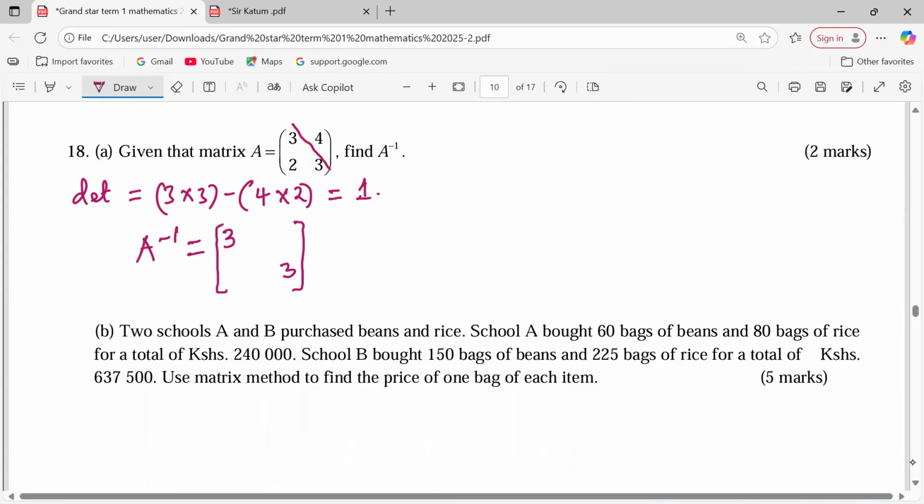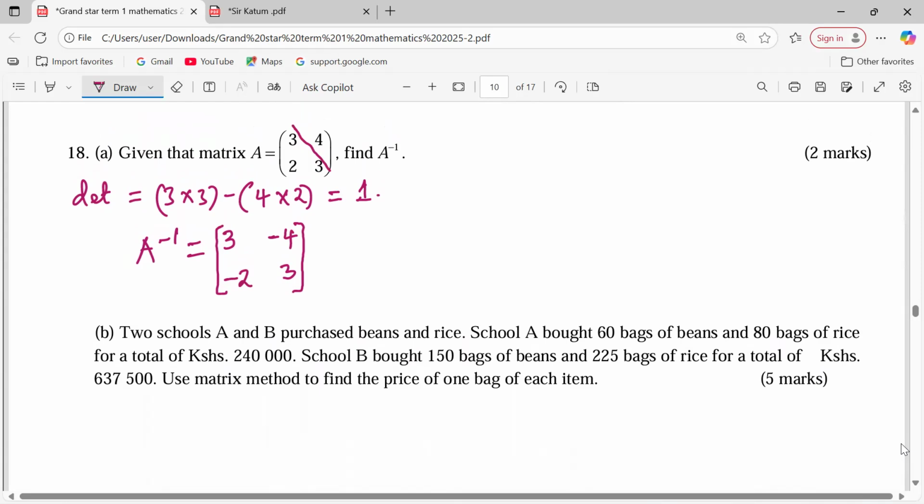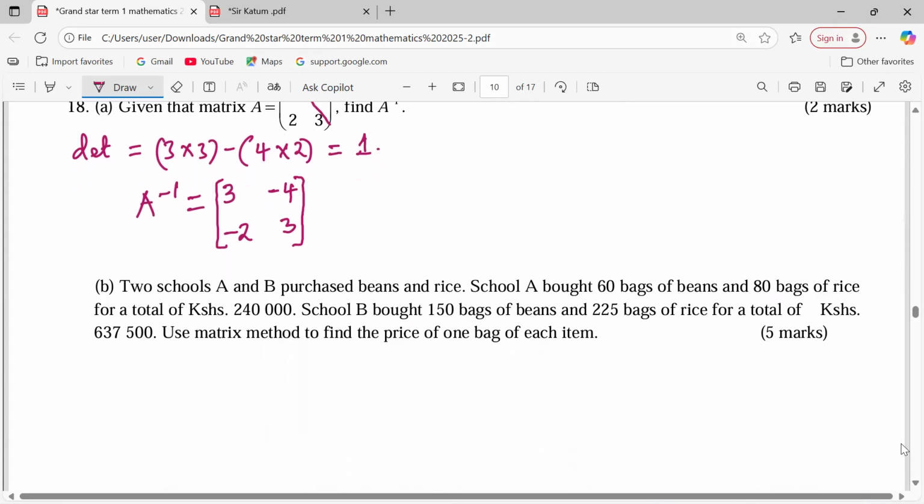Then for the other 2 elements in the other diagonal, I changed their signs. This becomes a -4 if it was 4. This was 2, now it becomes a -2. If they were negatives, they would have become positives. So that's how you do it. Then when we divide by the determinant, which is just 1, each element remains the way it is. So we don't have to struggle so much dividing by 1. So we are supposed again to divide by the determinant. Just an emphasis so that again, students may not think I have not done anything. I have divided everything by 1. And by dividing by 1, everything remains the way it is.